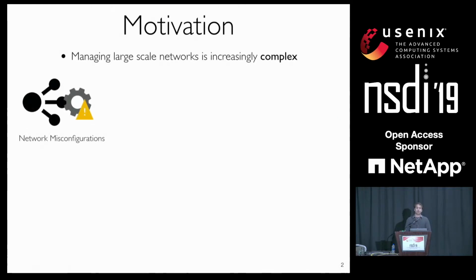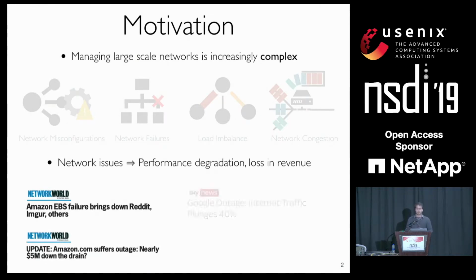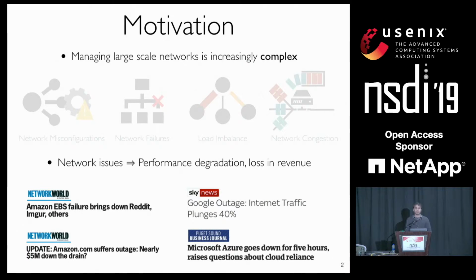Now, as any network operator will tell you, managing large-scale networks can be incredibly complex, with issues ranging from network misconfigurations and failures all the way to load imbalance and network congestions. And these issues are not mere nuisances, but even short-lived network outages can have severe impacts in terms of performance degradation and loss in revenue for the cloud services that depend on them.